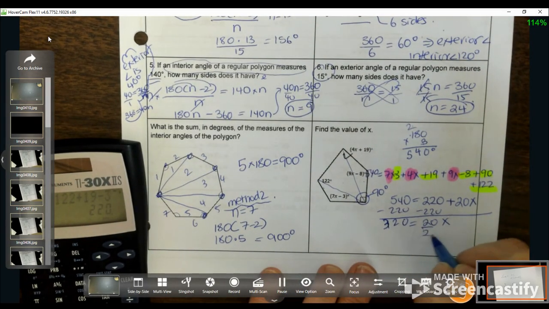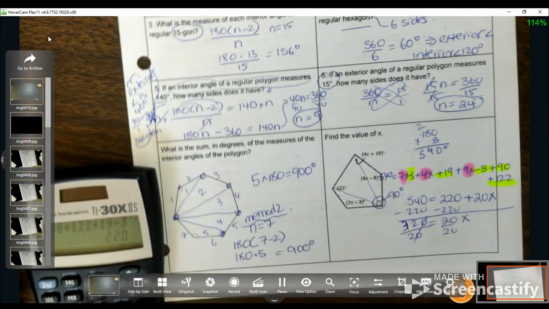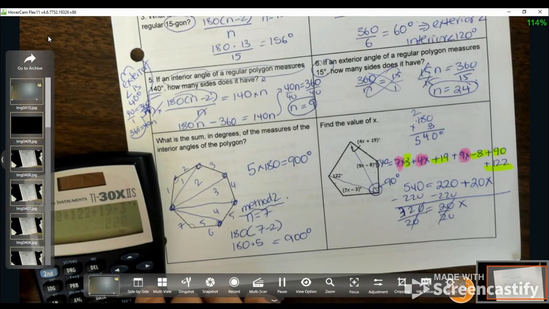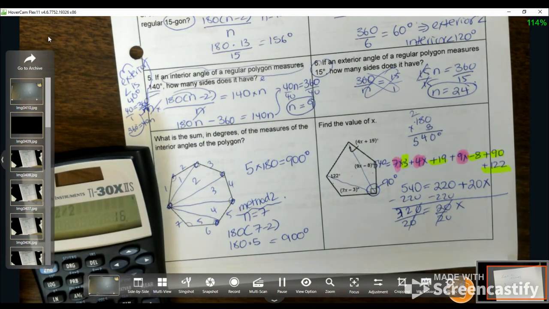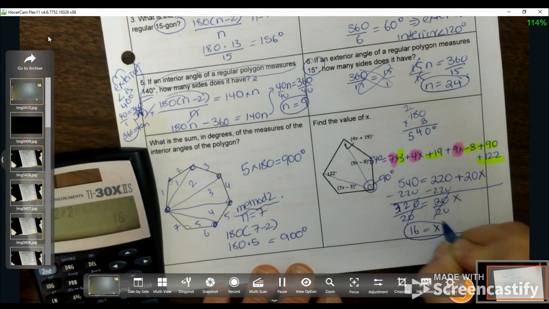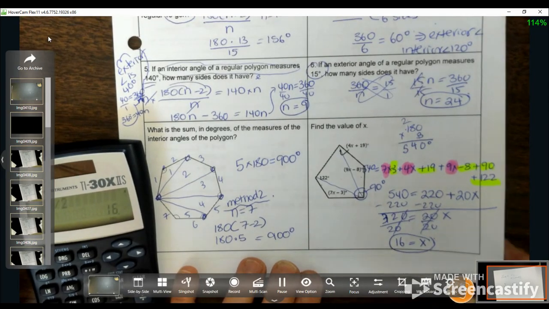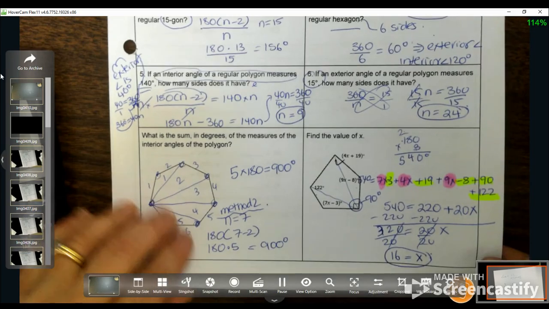I'm going to divide both sides by 20, and I end up with 32 divided by 2, because I canceled the zeros, just divided each side by 10, and I get 16 is equal to x. Okay? And let's turn the page and see what we have to do next.